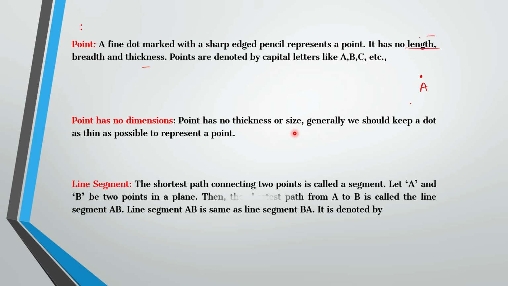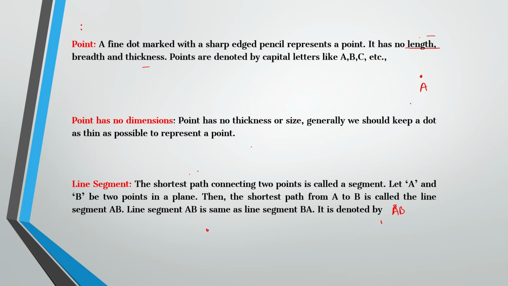Next concept, line segment. The straight path connecting two points is called a line segment. Let A and B be two points in the plane. Then the shortest path from A to B is called the line segment. The line segment AB is the same as the line segment BA. It is denoted by AB with a bar.